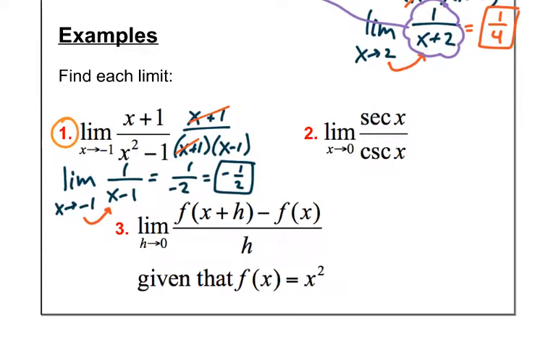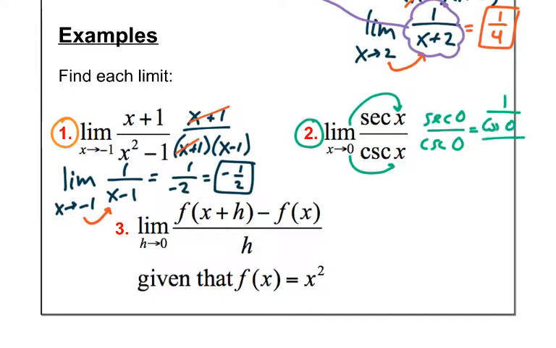Number 2. Okay, let's try to plug in 0. Ooh, trig again. Oh boy. Let's try to plug in 0 in each one. We get the secant of 0 over the cosecant of 0. Okay, secant of 0. Secant is 1 over cosine, so that's the same thing as 1 over cosine of 0. Cosecant is 1 over sine. So how about 1 over sine of 0?